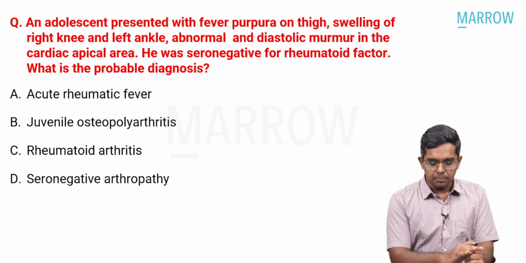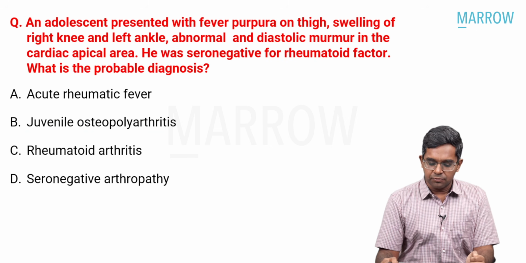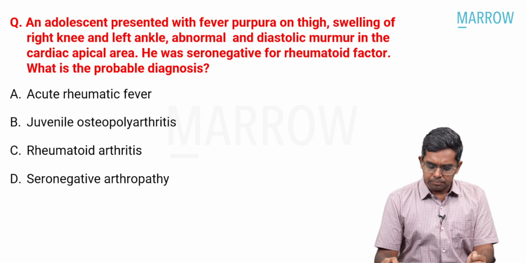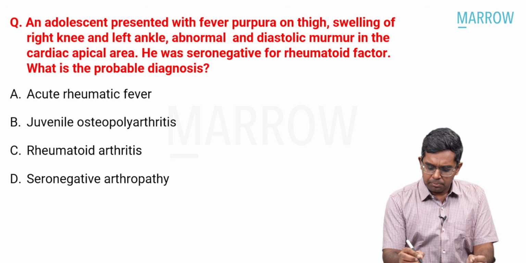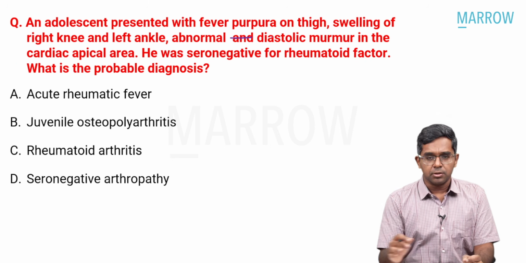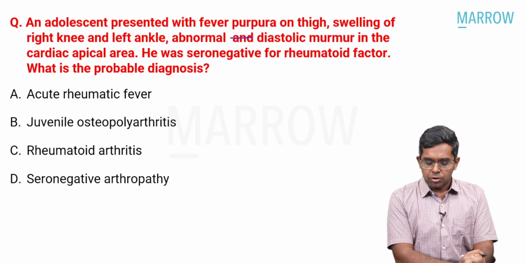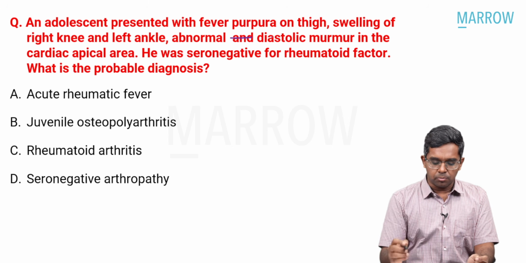Moving on to the next question, an adolescent presented with a fever, purpura on the thigh, swelling of right knee and left ankle, abnormal diastolic murmur here in the cardiac apical area. The child was seronegative for rheumatoid factor. What is the probable diagnosis?